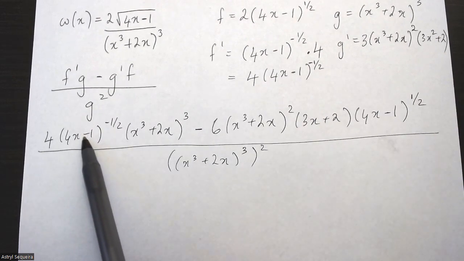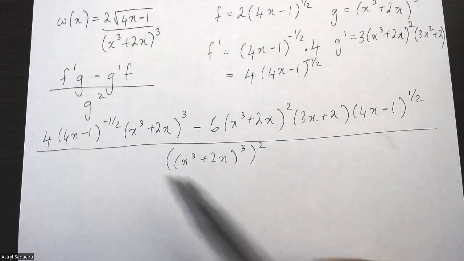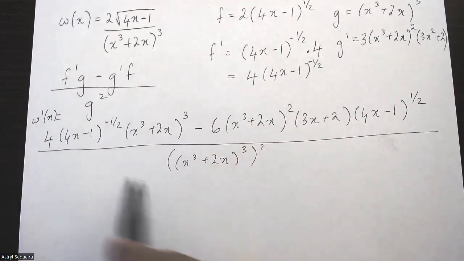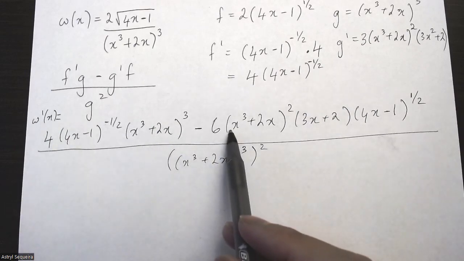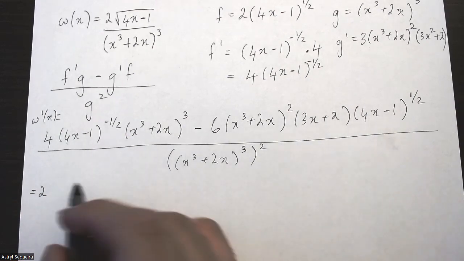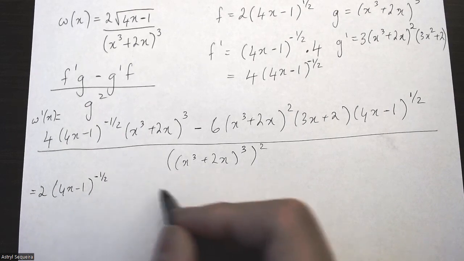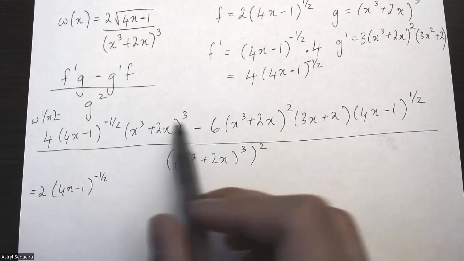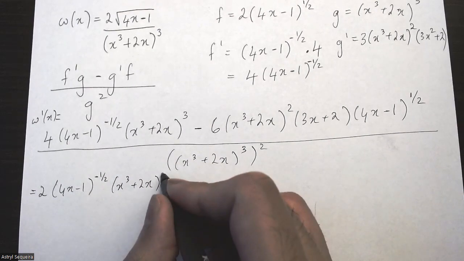I'm just going to common factor out over here for the negative exponent that has a fraction because that's how the student I'm teaching is doing this question. And by the way, this is just w prime x, this question. So my largest common factor in the numerator between the two numbers, it's 2. Between these, I'm going to common factor out (4x minus 1) to the negative half. And between these two, I can common factor out (x cubed plus 2x) squared.